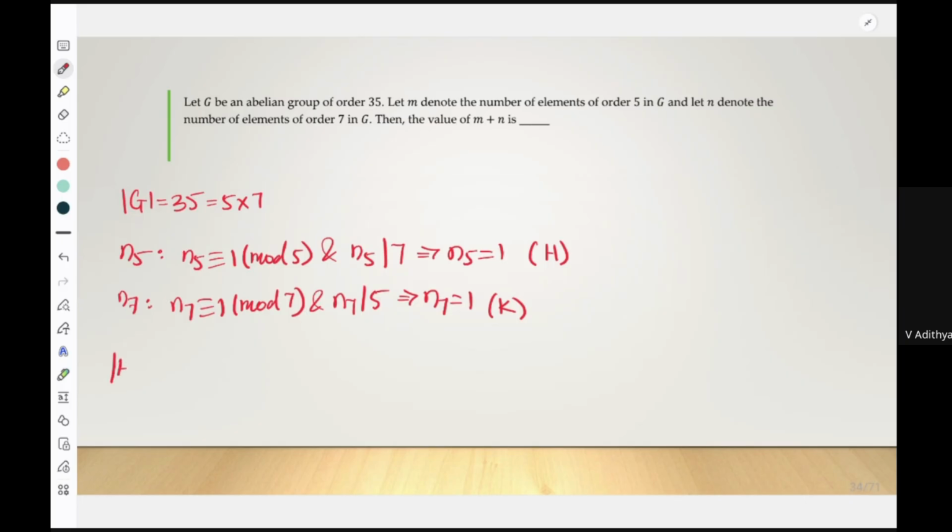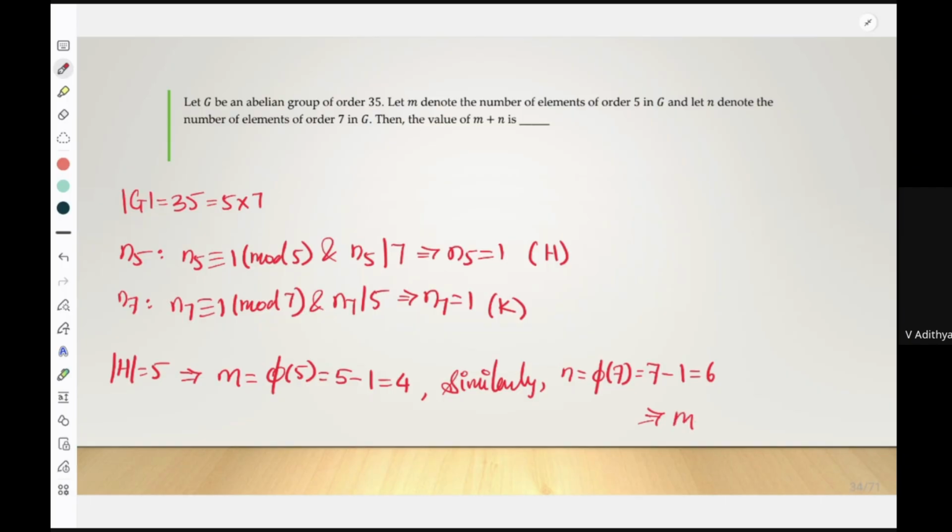So now order of H is 5, which implies what is M? M is basically the number of elements of order 5. Any group of prime order is cyclic, so H is cyclic. So the number of elements of order 5 would be phi of 5, the Euler phi function, which is 5 minus 1, which is 4. Similarly, N equals phi of 7, which is 7 minus 1, which is 6. This implies M plus N is 10.